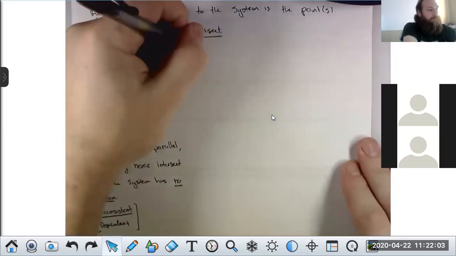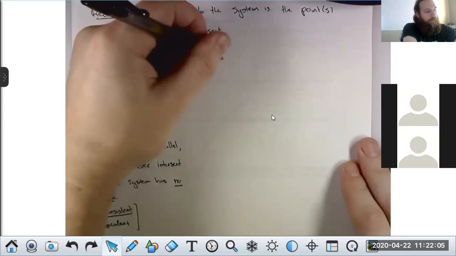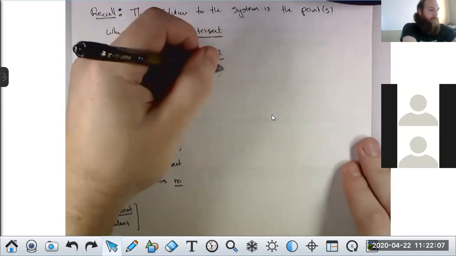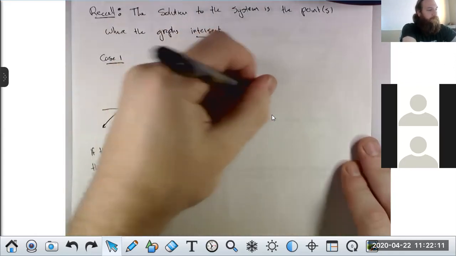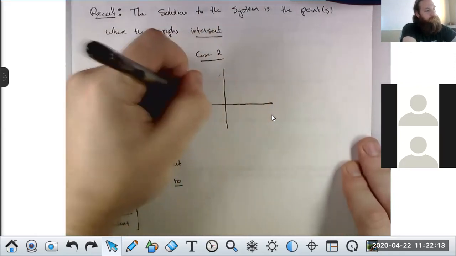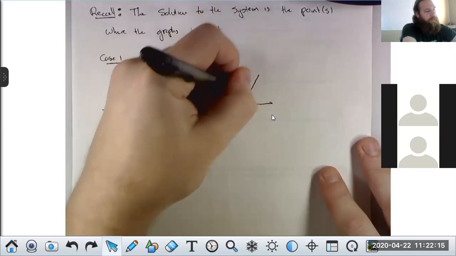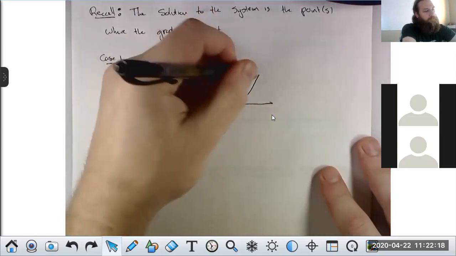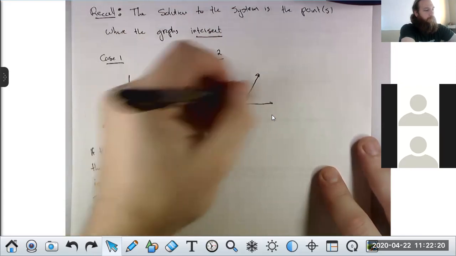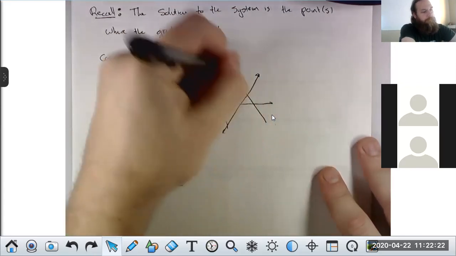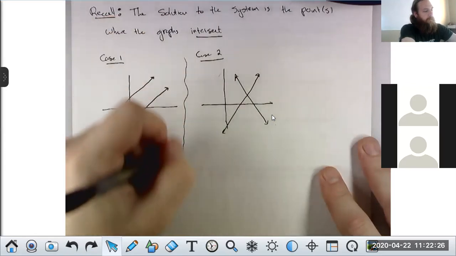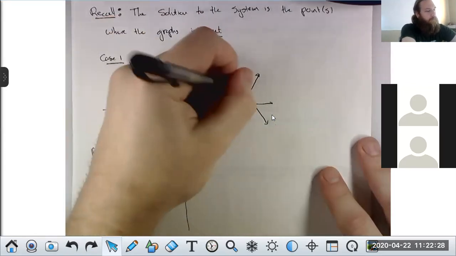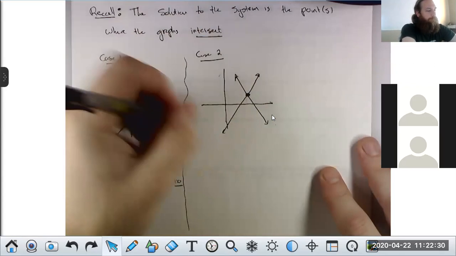Another possibility is the one that we've seen mostly so far. The lines are not parallel. Maybe something like this. So here you have a unique solution.